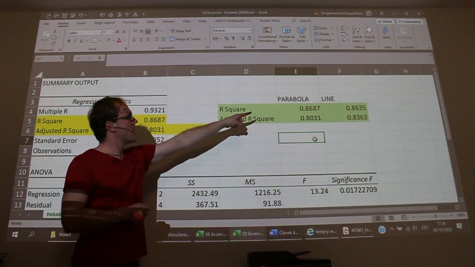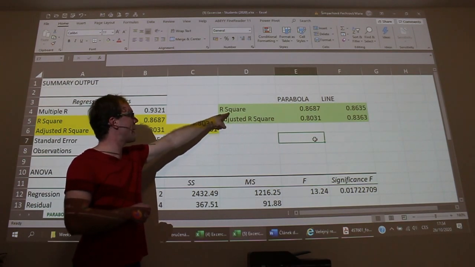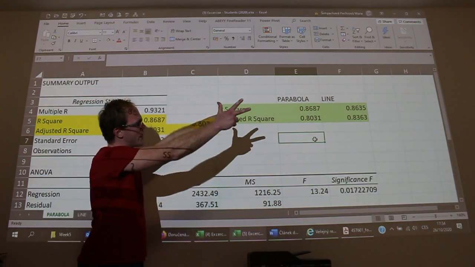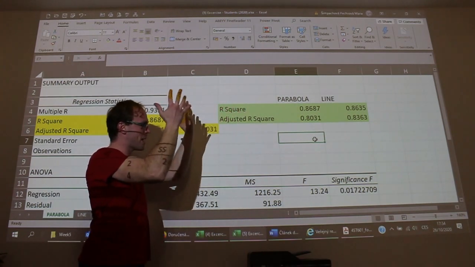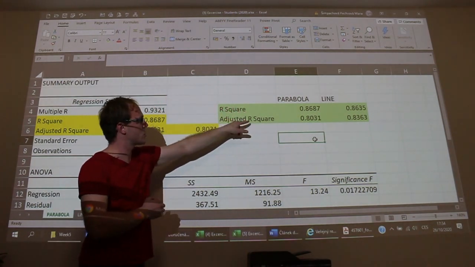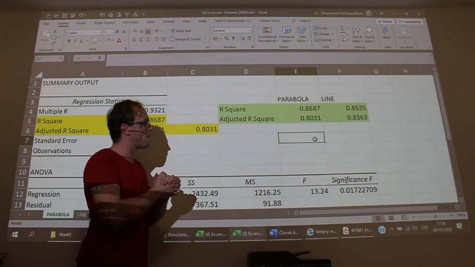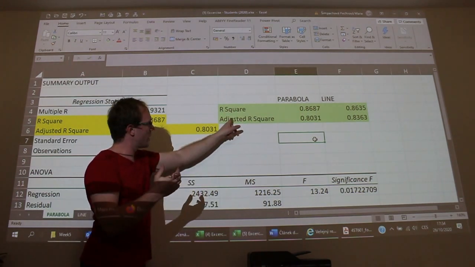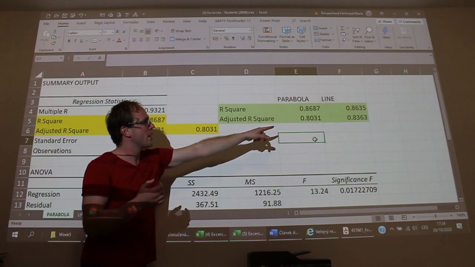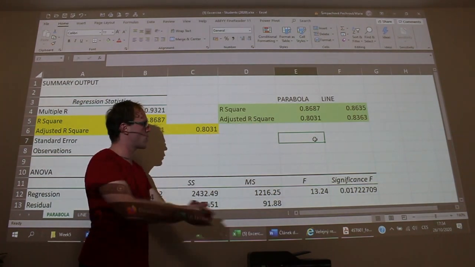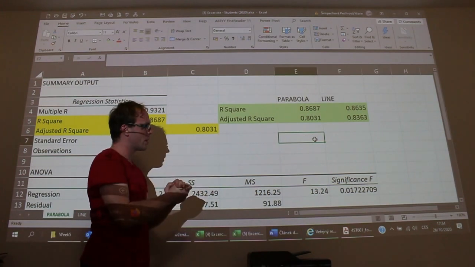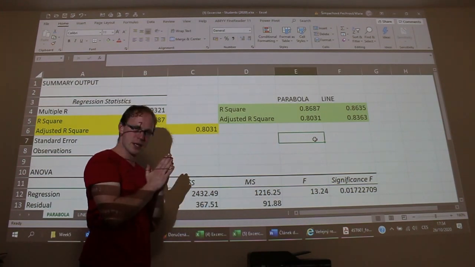The parabola has a higher R square, but the parabola uses 3 coefficients. We must use adjusted R square if we compare different models. And you can see that the line has a higher adjusted R square. So this is the reason why the line is better in this example.